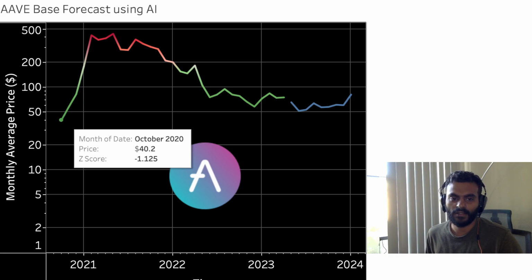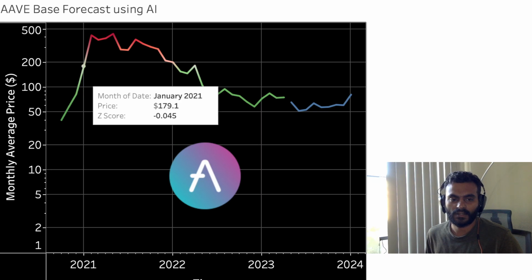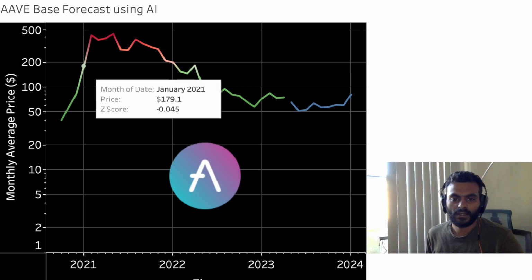associated is deep green. As the z-score becomes more and more towards zero, the scale diverges from deep green to white, as you can see in January of 2021, when the price was pretty close to $180, which is the average price for the entire series. There wasn't any difference between the current price at that month and the average price. That's why the z-score was very close to zero.